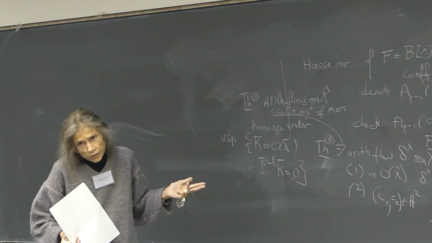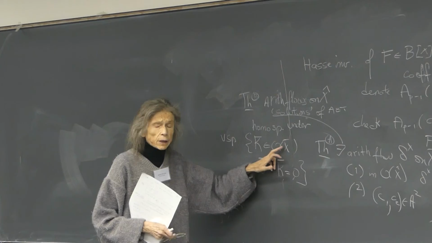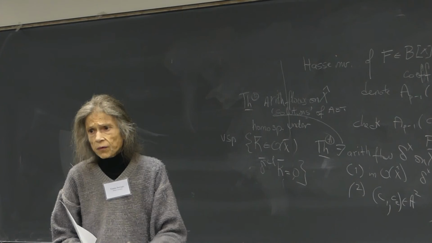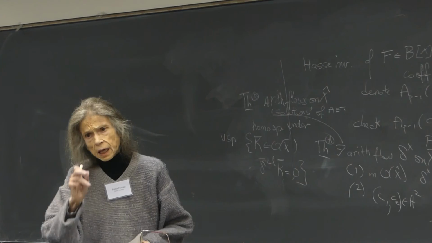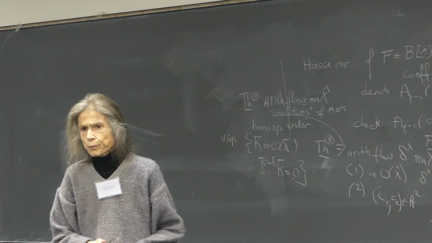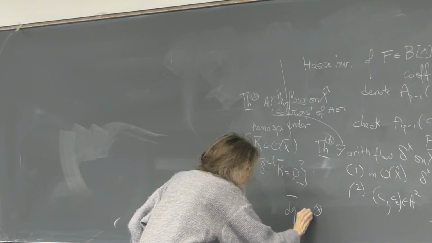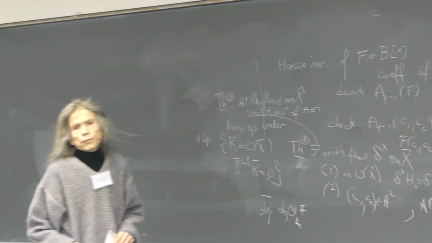When I put a bar on things, and there was no time to define that, that's the descent mod p of all of our schemes. So it's the tensor with the residue field of it. So the bar object is the potential of the object only to that small piece. So that is another thing.